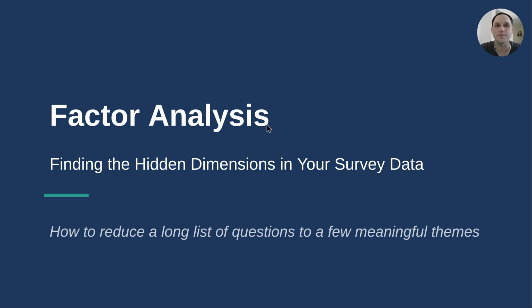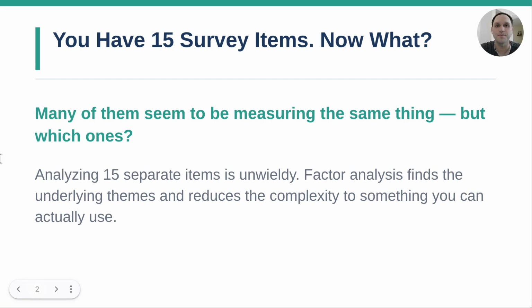Let's start with the problem. Here's the challenge with a long survey battery. You've designed 15 attitude items to measure how consumers feel about a brand. The data comes back and you have 15 separate variables to analyze. Some of them seem like they're measuring the same thing. Trustworthy and reliable and keeps its promises all sound similar. But which ones actually cluster together? And how do you reduce 15 unwieldy variables into something manageable that you can use in further analysis? Factor analysis is a tool that answers both questions simultaneously.